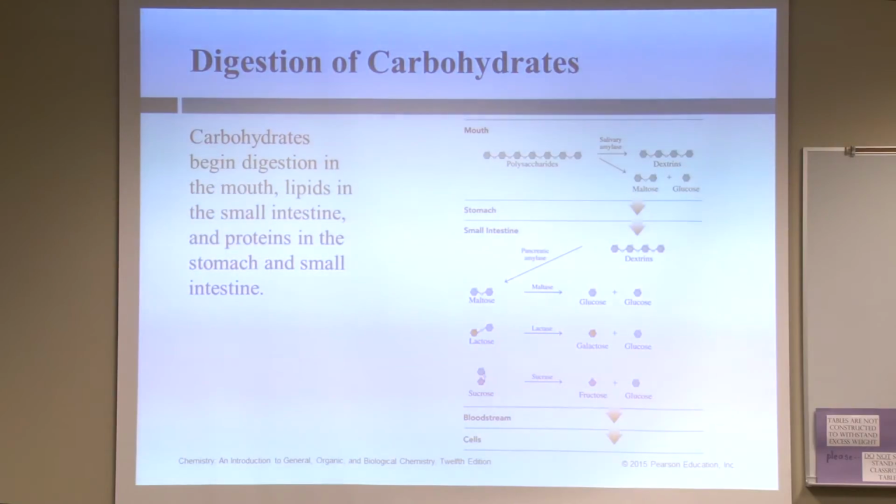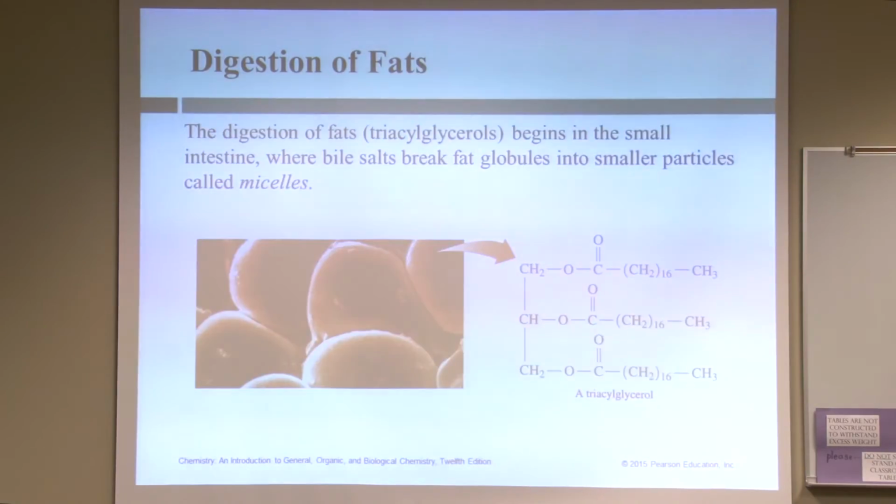So this is the chart of what we discussed. In the mouth, the polysaccharides use salivary amylase to break down into dextrins, maltose, and glucose, cross through the stomach, and come into the small intestine, where pancreatic amylase acts. The salivary amylase and pancreatic amylase are all enzymes. The end product is glucose going through the bloodstream into the cells. So now we'll talk about lipids and proteins.